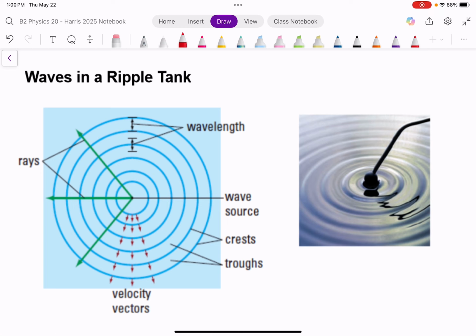If we're thinking about waves in a ripple tank, we know that waves in water create a wave that moves up and down like this. Our wavelength is going to be from one ripple to the next, or from the middle of a ripple to the middle of the next ripple. When we're talking about crests and troughs, our crests are going to be these lines here, the actual lines that you're making. So that's what you're going to see.